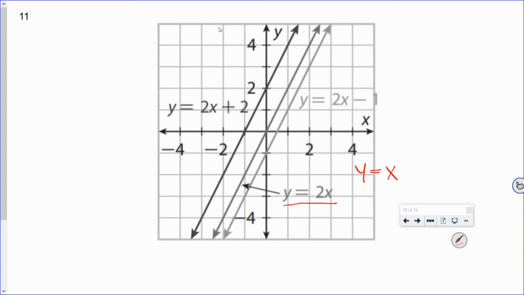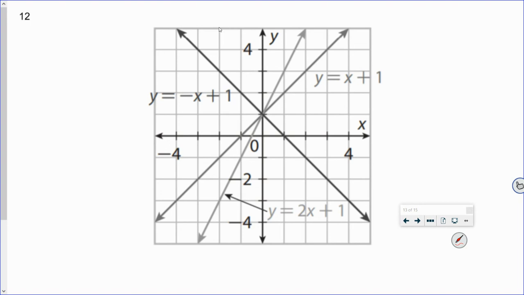Then notice that this line, y equals 2x minus 1, has been translated down 1 unit. And this one, y equals 2x plus 2, has moved up 2 units. So we can see how adding or subtracting affects our line. It's just going to move it up if it's plus, down if it's negative. And it gets steeper if the coefficient in front of x is larger; the smaller the fraction, the less steep.